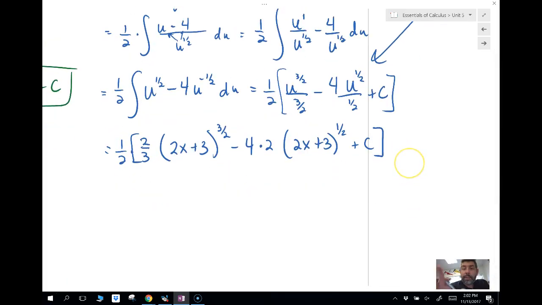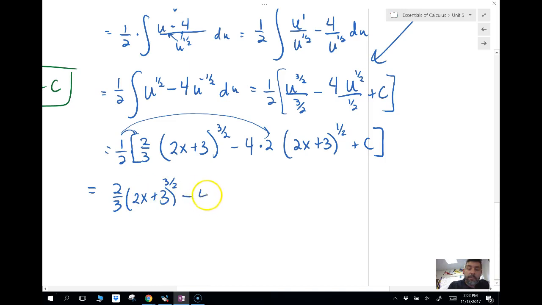All right. Your eyes aren't tricking you. I forgot my parentheses here, so I put parentheses around that. Okay, so then my very last thing is I'm going to do this 1/2 times each of these here, and that's going to give me 2/3 (2x minus 3) to the 3/2 minus 4 times (2x minus 3) to the 1/2 plus c. And c times 1/2 is 1/2 c, but that's still a constant, right? So I'm just going to leave it as c.